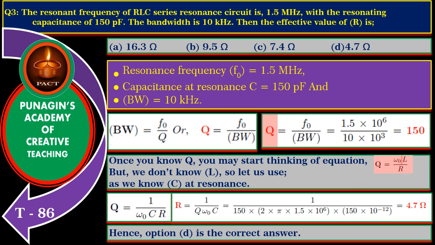Once you know Q, you must start thinking about the equation for Q is equal to omega naught L by R, but we don't know L. So let us use Q is equal to 1 divided by omega naught CR, as we know C at resonance, from which we get R is equal to 1 divided by Q into omega naught into C. By substituting the values and solving, we get R is equal to 4.7 ohm. Hence, option D is the correct answer. Very easy, isn't it?